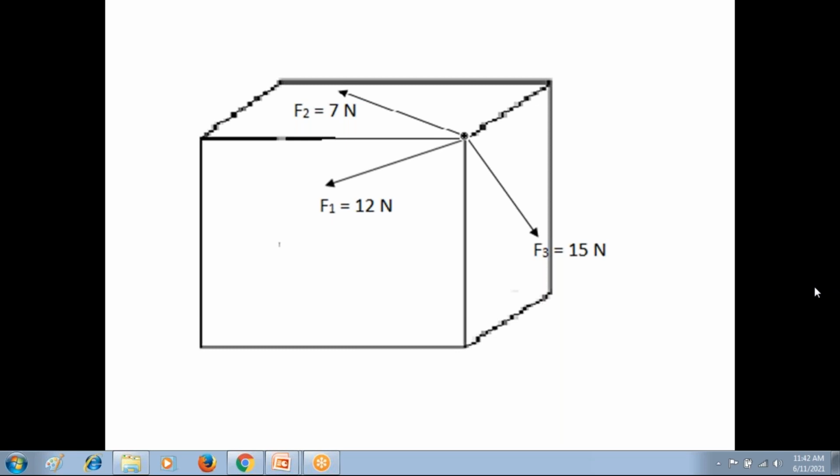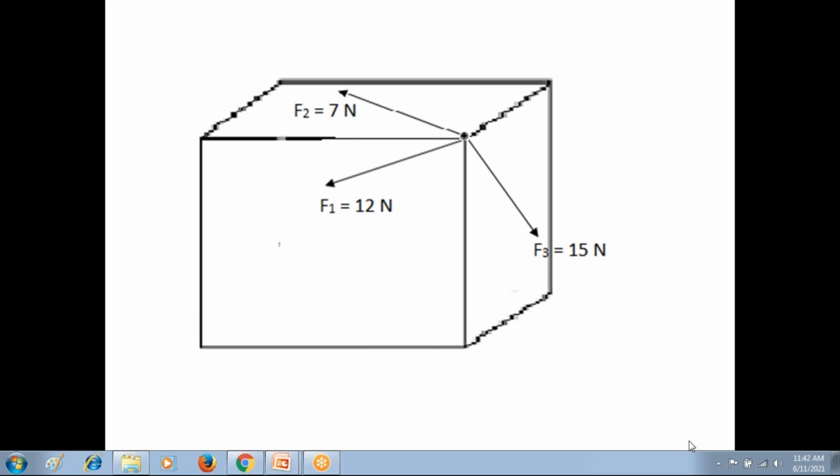What are those 6 types of force systems? The first one is the collinear force system. All forces lie on the same straight line. We call the force system a collinear force system.